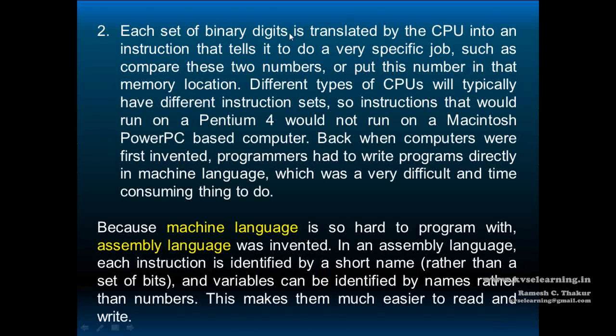Each set of binary digits is translated by the central processing unit into an instruction that tells it to do a very specific job, such as adding two numbers or comparing two numbers. Different types of CPUs will typically have different instruction sets. So instructions that would run on a Pentium 4 would not run on a Mac PC. It means the instructions are CPU dependent.